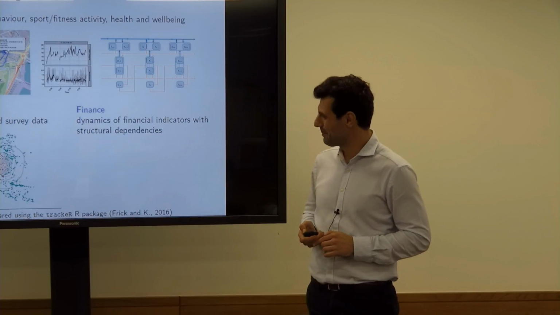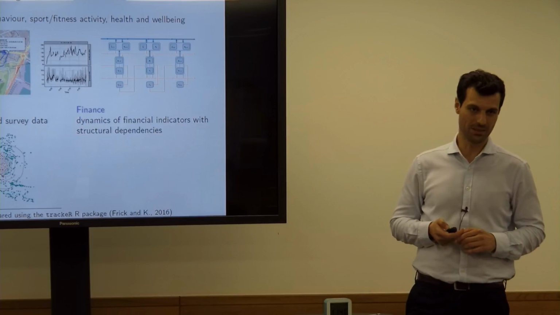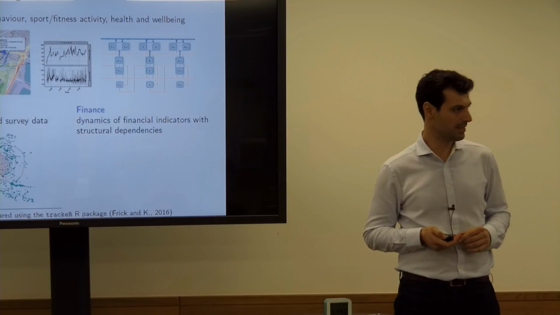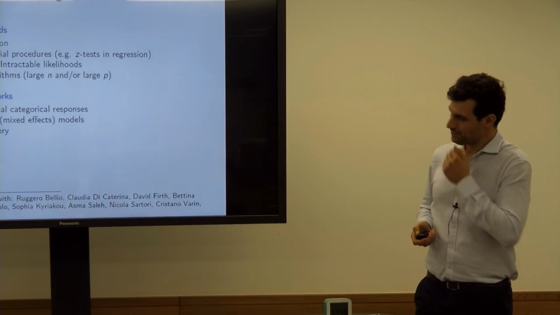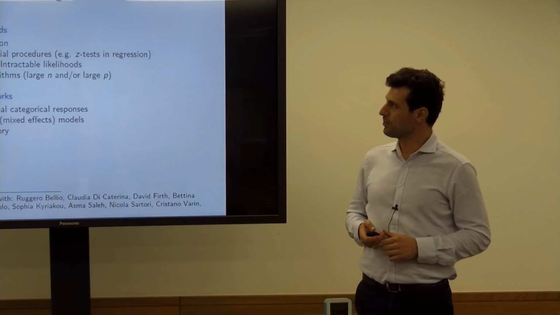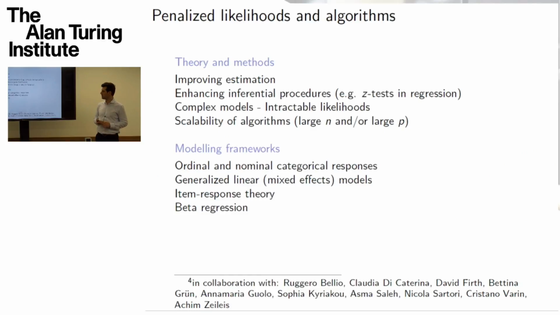So it's dynamics of financial indicators with structural dependencies that we care about, like yield curve modeling and stuff like this. Sorry. So on the more theory and methodology part of myself, I usually work on methods and theory that strive to improve estimation and enhance inferential procedures. And usually this involves penalizing the likelihood or likelihood quantities somehow, so that you get improved estimates or improved properties from the inferential procedures you have.